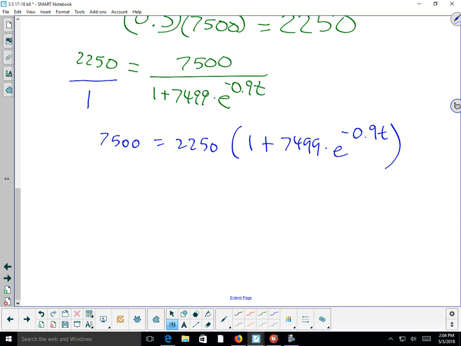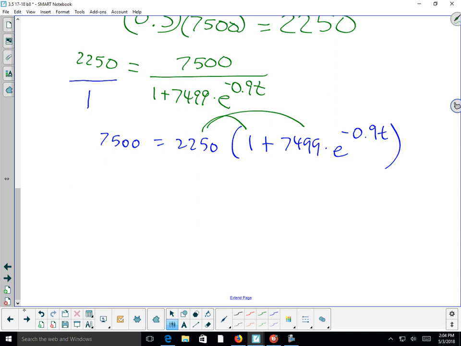We could distribute the 2,250. That would be fine. Or we could do what else? Instead of distributing, we're definitely going to have to rewrite in ln form, but let's wait until we get just e to some power by itself. So can we get rid of this 2,250 somehow?